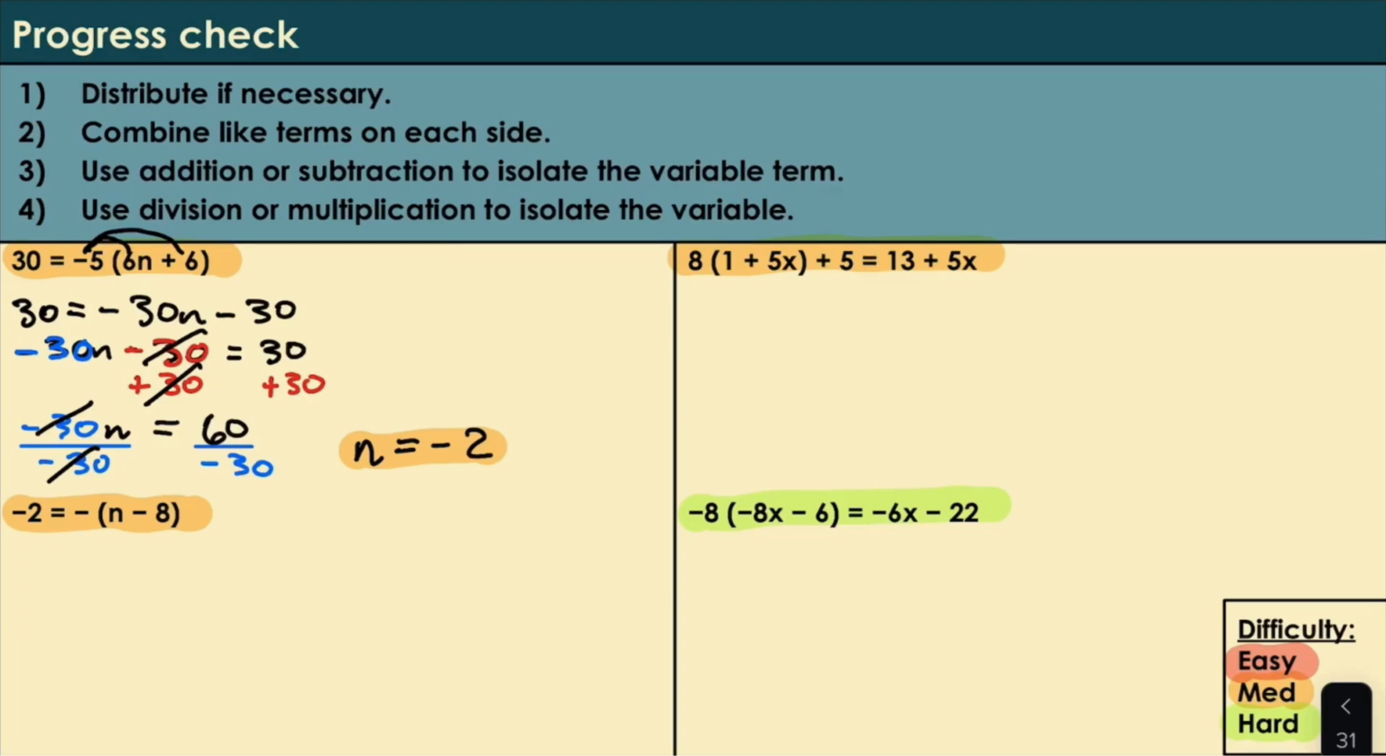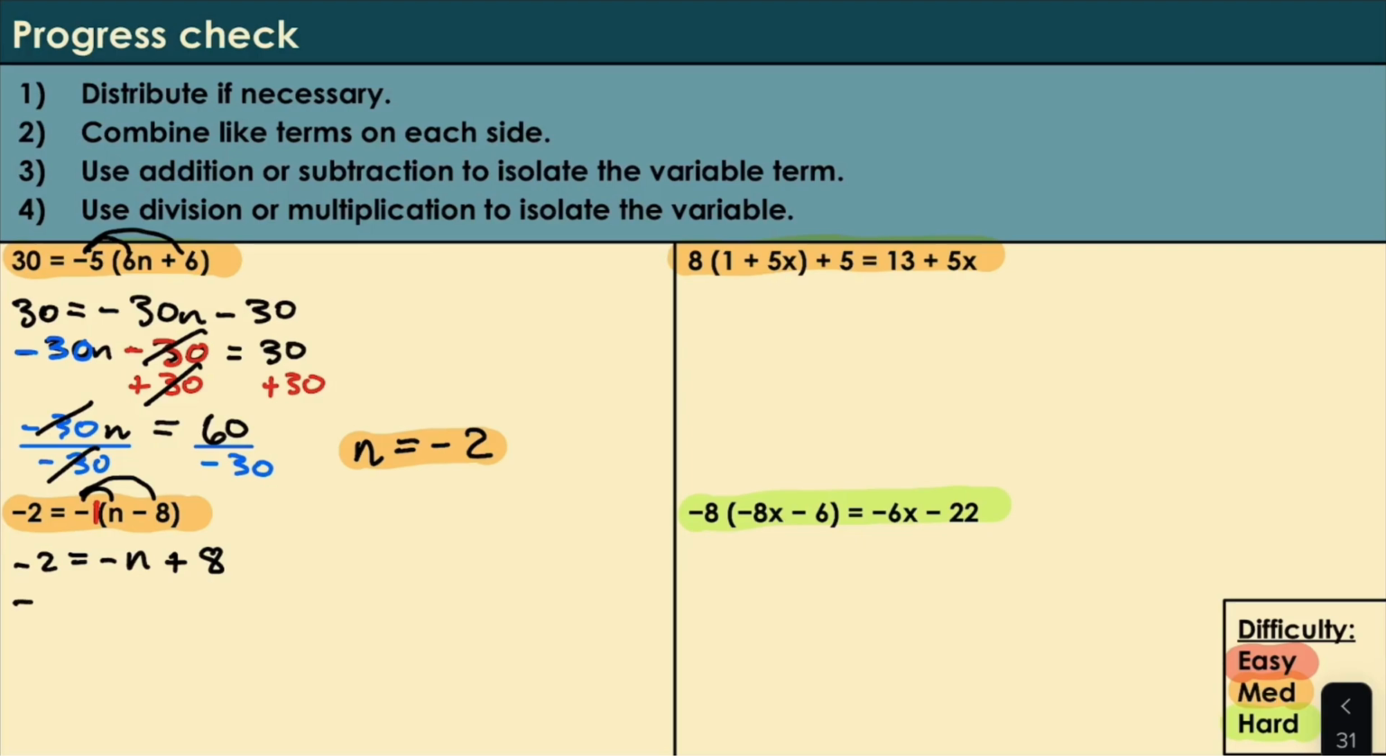Distribute if necessary. Now in this question, we don't see a 1, but there is actually an invisible 1 in front of our bracket here, which I've written in red. So let's multiply. We've got negative 2 equals negative 1 multiplied by n is negative n, and negative 1 multiplied by negative 8 is positive 8.